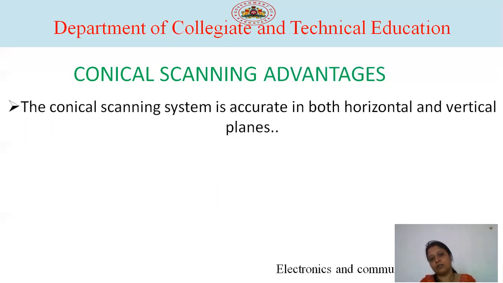And the advantage is what? The conical scanning system is accurate in both the horizontal and the vertical planes. It gives the reading in both the horizontal and the vertical planes, but compared to that, lobe switching is accurate in only one plane. That is overcome in this particular conical scanning method.